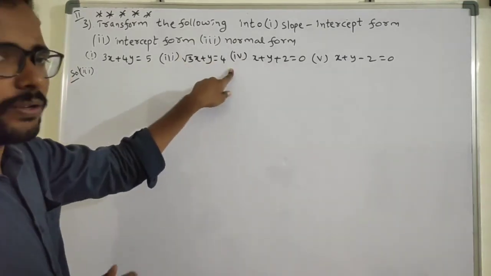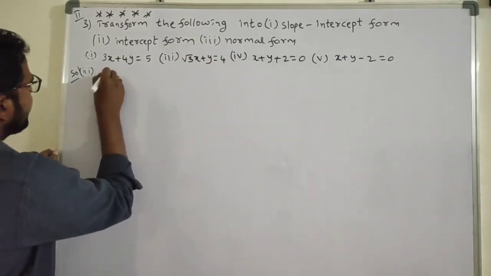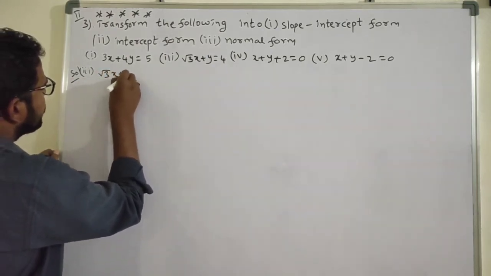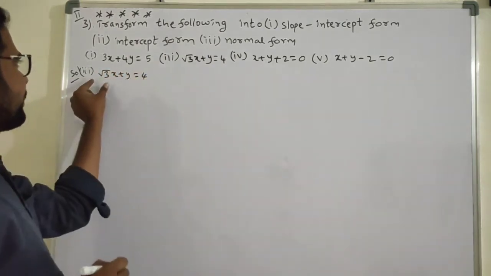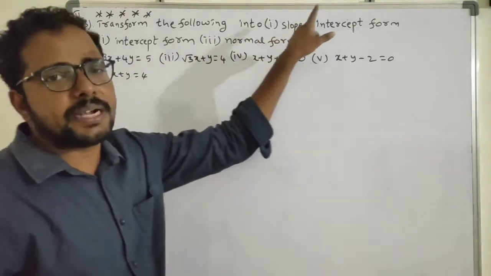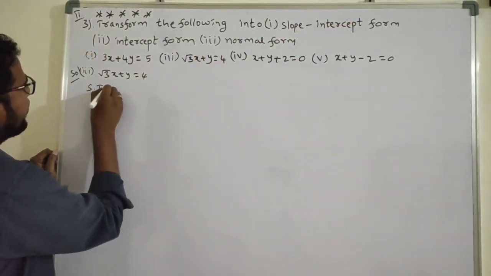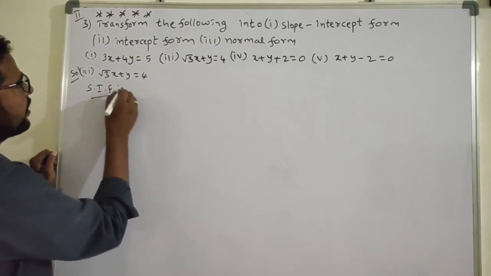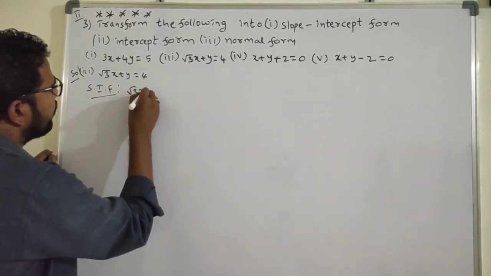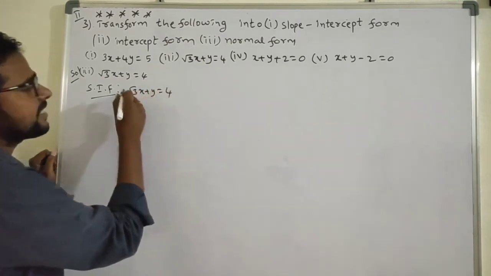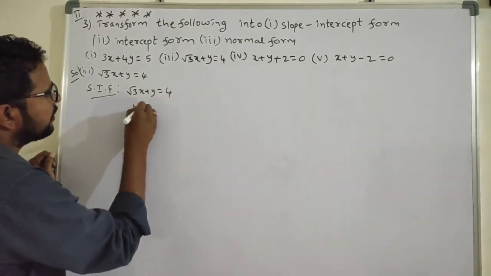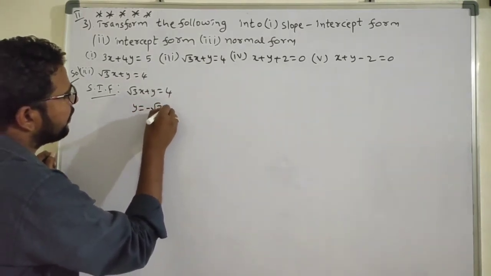Now third one, what is given? Root 3x plus y is equals to 4. What is the first form? Slope intercept form, SIF. So root 3x plus y is equals to 4. Take root 3x to the other side, so it becomes minus. y is equals to minus root 3x plus 4.